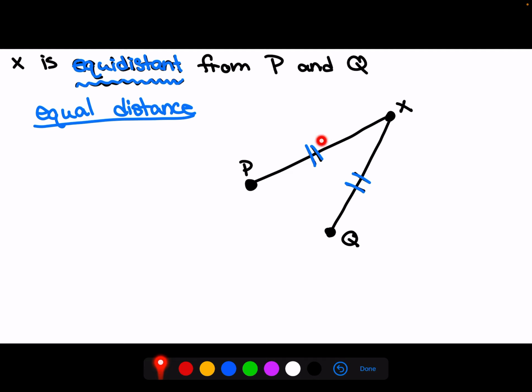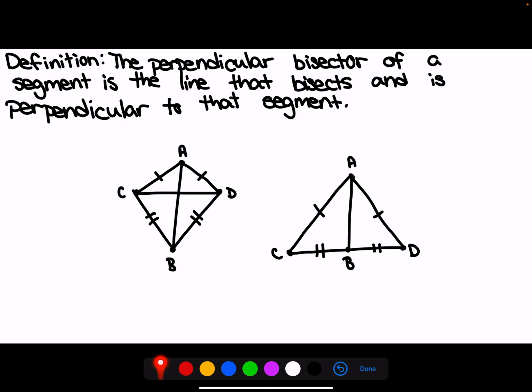All right, so with that information, we should now be able to work towards our perpendicular bisectors. So getting started on that, first off, the definition of a perpendicular bisector: the perpendicular bisector of a segment is the line that bisects and is perpendicular to that segment.